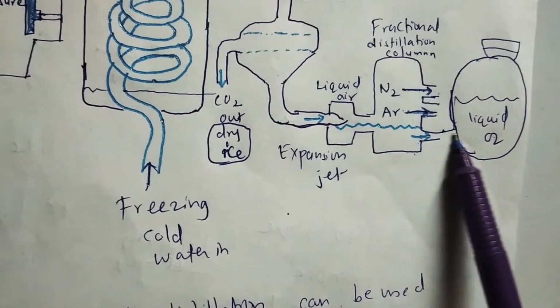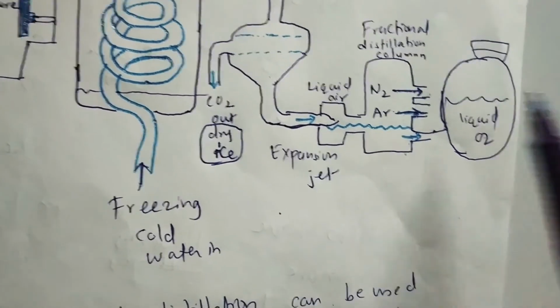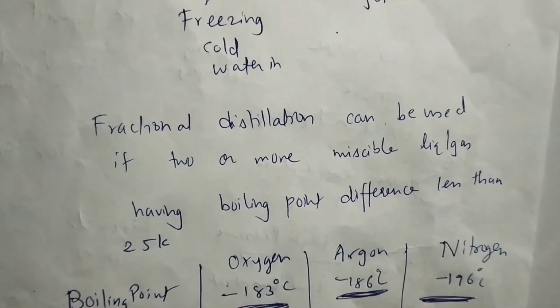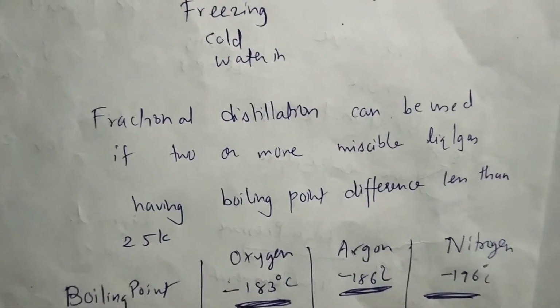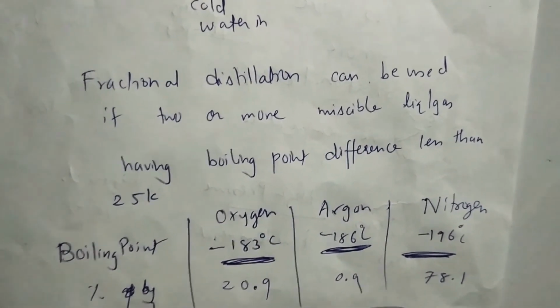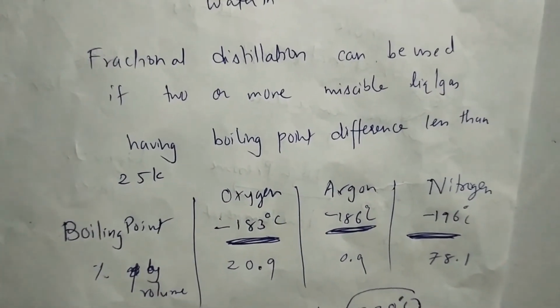So in this way, the liquid oxygen is separated from the gaseous components. So fractional distillation can be used if two or more miscible liquids or gases have a boiling point difference less than 25 Kelvin. So this was about the separation of components.